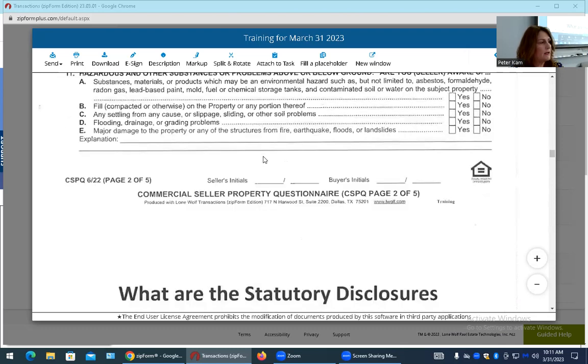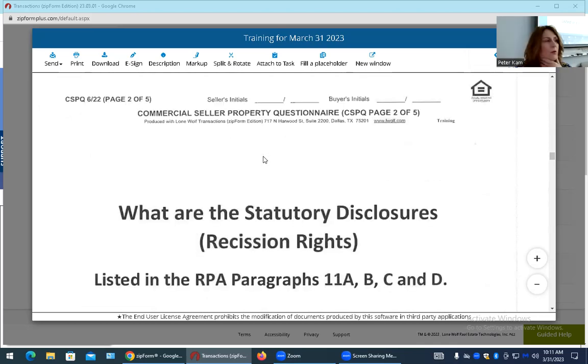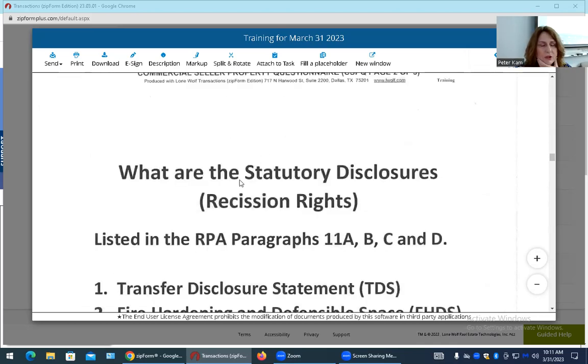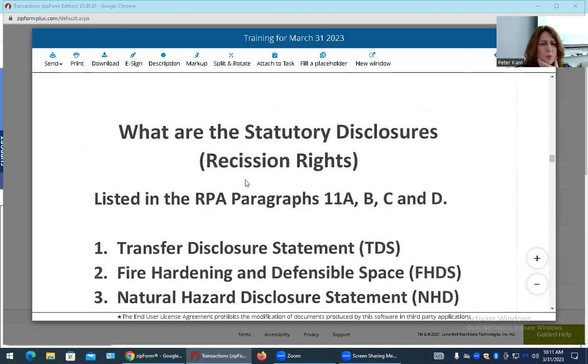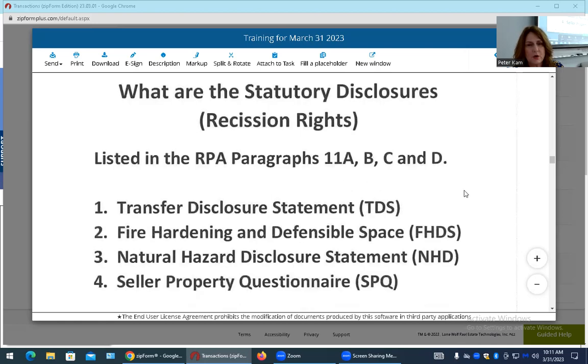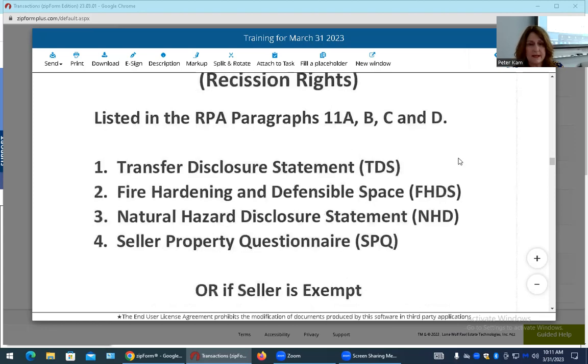Now I'm going to go back so I don't confuse people. I'm back on residential, and I want to make sure we all understand, because when you're new, maybe you haven't gone over anything like this, that there are certain disclosures that are statutory. What that means is they come with rescission rights. They're not all of the disclosures, but there are some of them, and they're listed in our residential purchase agreement in 11A, B, C, and D. I want to show you what the statutory disclosures are and go over the rescission rights. I'm sure Peter will have something to say on that as well.